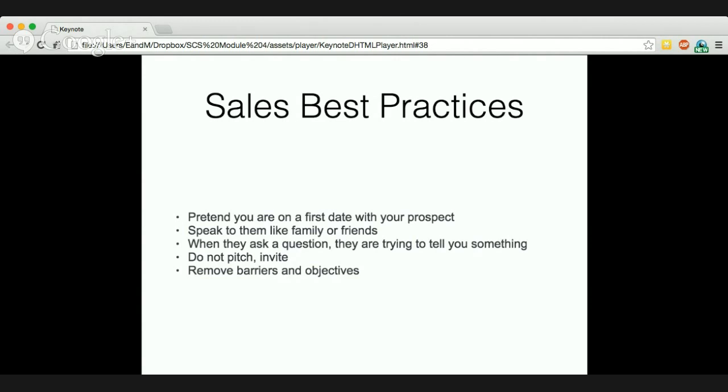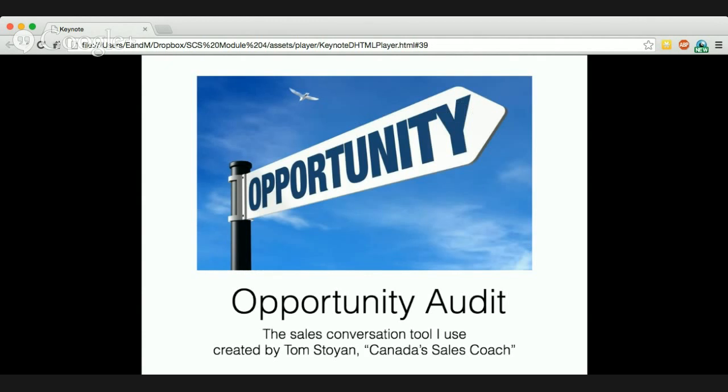Remove barriers and objections. Listen for the objection. Listen for, I would buy it, but, and then solve the objection, and you've got the sale. Last piece, opportunity audit. Now, I've saved the best for last.